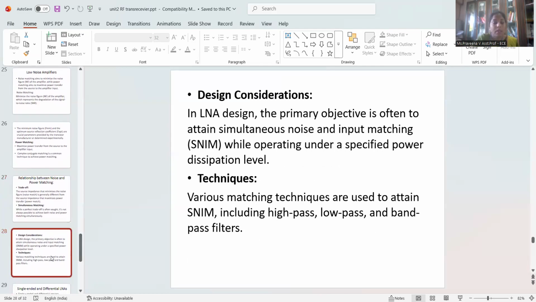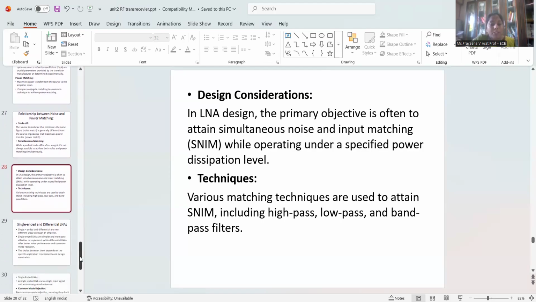Then, what do we have to consider while designing the LNA? I have already told that the same concept applies here. The source impedance that provides a minimal noise figure is usually different from the source impedance that provides maximum power transfer. That is the main point. LNAs and receivers prefer noise matching, and power amplifiers and transmitters prefer power matching.